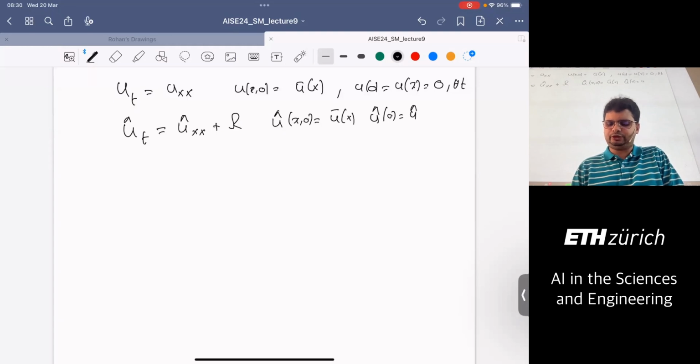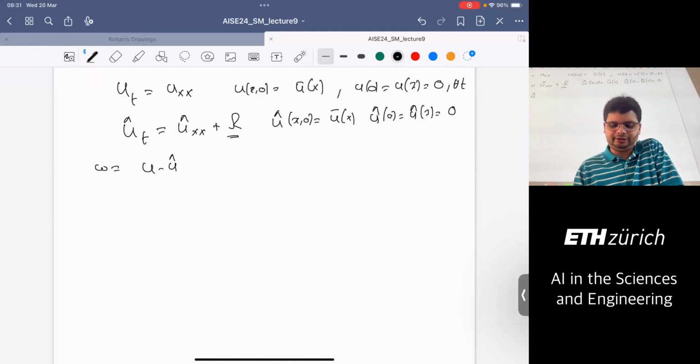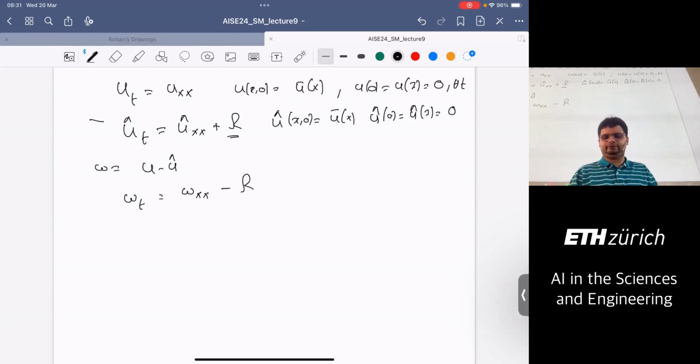So you match the initial and boundary conditions. The only fluctuation is that the pointwise residual is no longer 0. Now all that you do is take the difference W, which is U minus U hat. If you subtract one from the other, it is very easy to see that W_t is equal to W_xx minus R. Okay, something like that. I could have also flipped the signs a little.